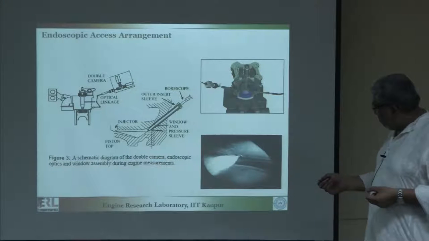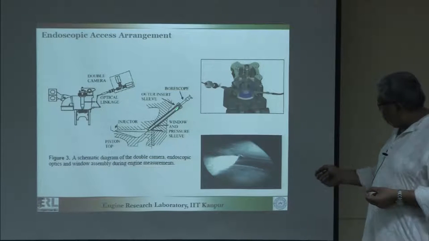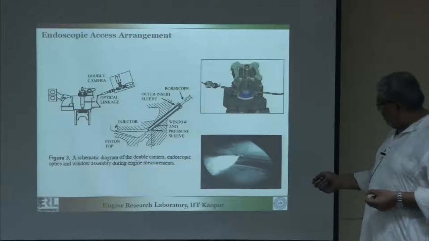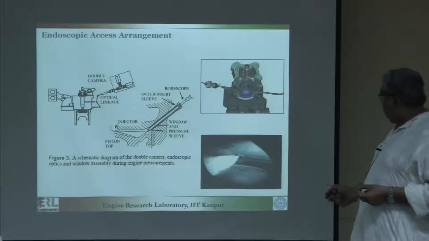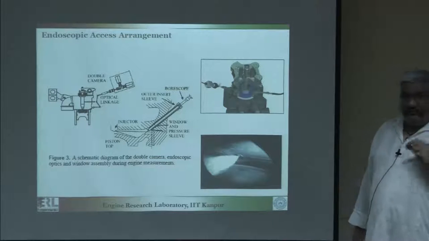Then you put it inside the cylinder head. When you look at this, this is only half of the cylinder head that you see here, this is half of the piston, this is the bowl, and this is the area from which you are watching. You can take this freely in and out. The gases will not leak, everything is leak proof. You put the endoscope inside.